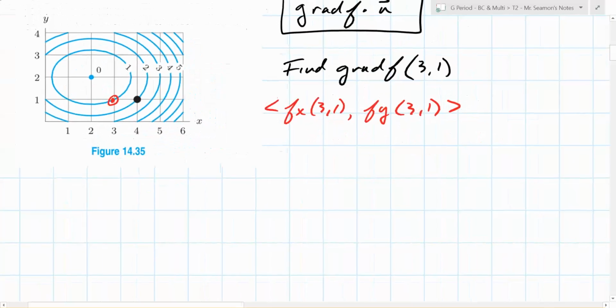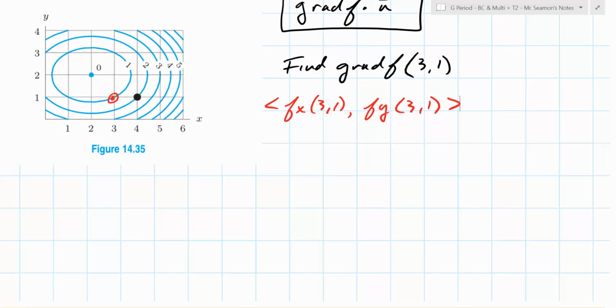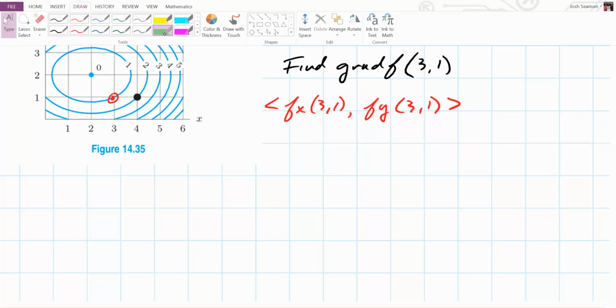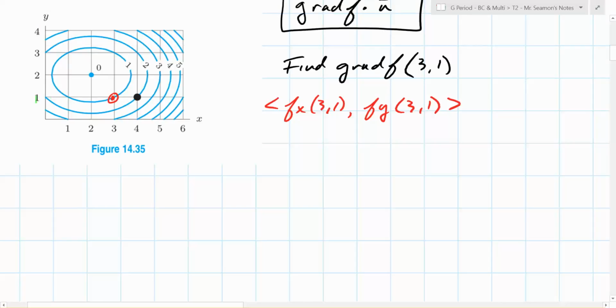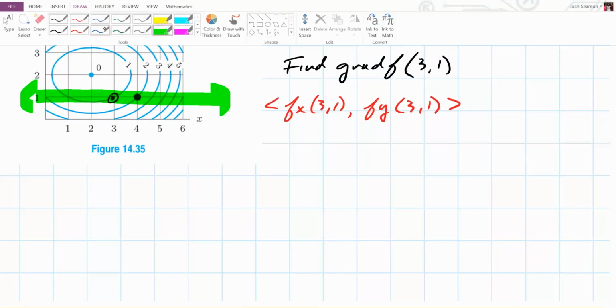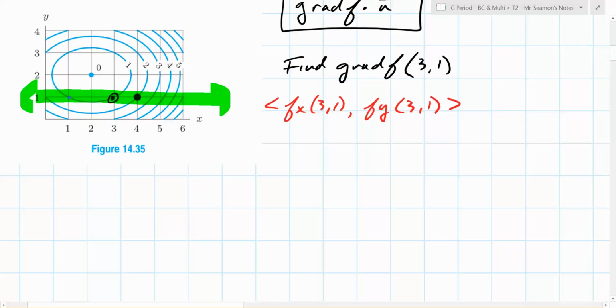So fx means what's changing. If fx means which variable is changing? X. So what's fixed? Y. So if we fix the y value, is that a horizontal or a vertical line? Horizontal. So we're looking at the rate of change like this, right, for fx, correct? So if we label some points here, we know the exact values here and there, right?